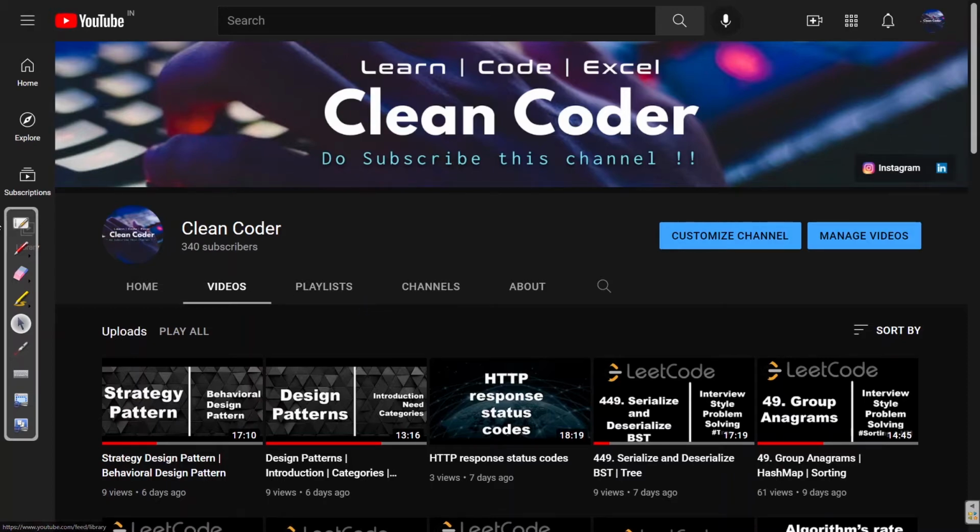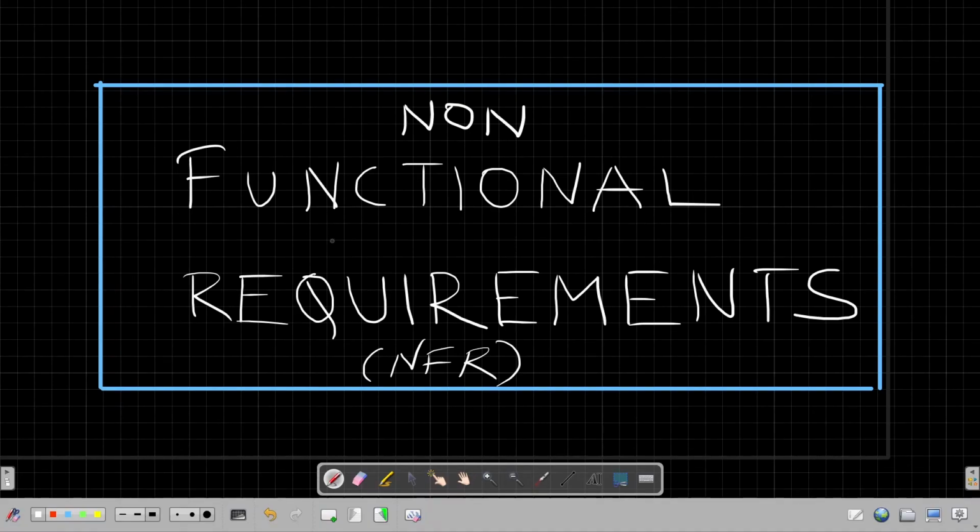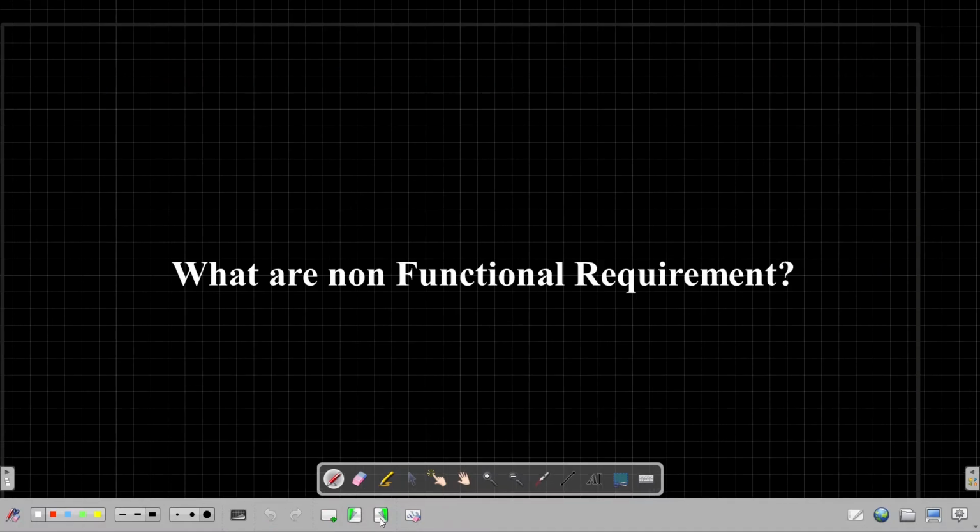So earlier we have covered the functional requirements topic of the requirements gathering. Now we'll be covering the second part, which is non-functional requirements in requirements gathering. So let's get started. So what are non-functional requirements? Let's check that out.